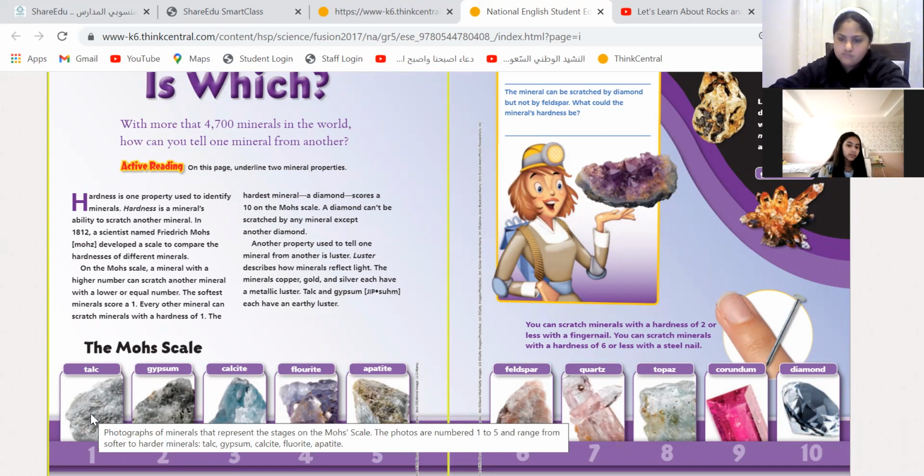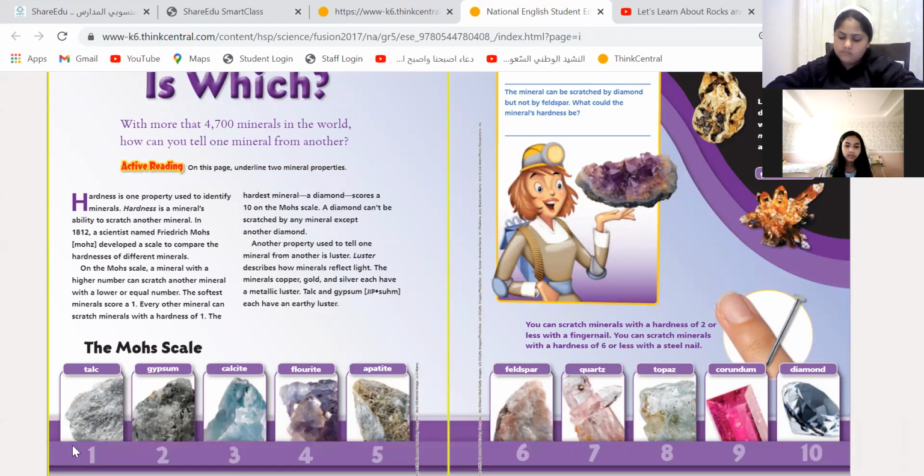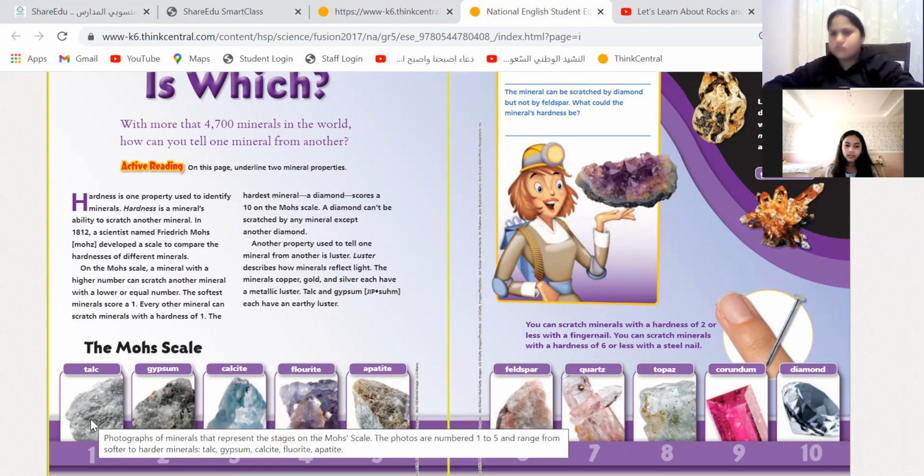With your fingers, you can scratch them, and when you touch it or rub it very hard with your bare hand, they can make dust. This is how soft some rocks can be. We call it talc.